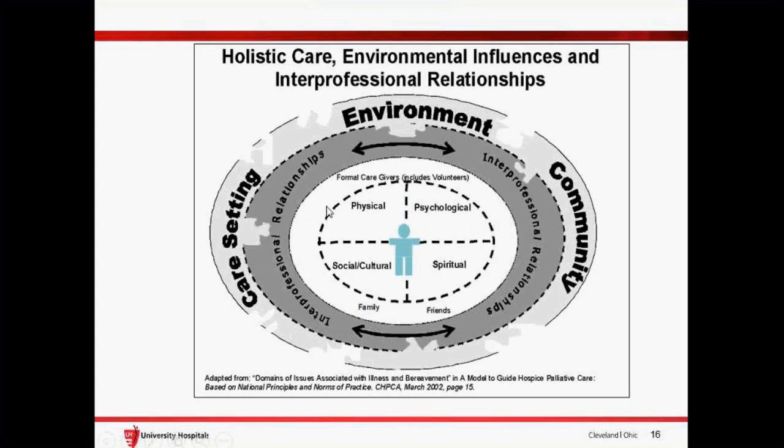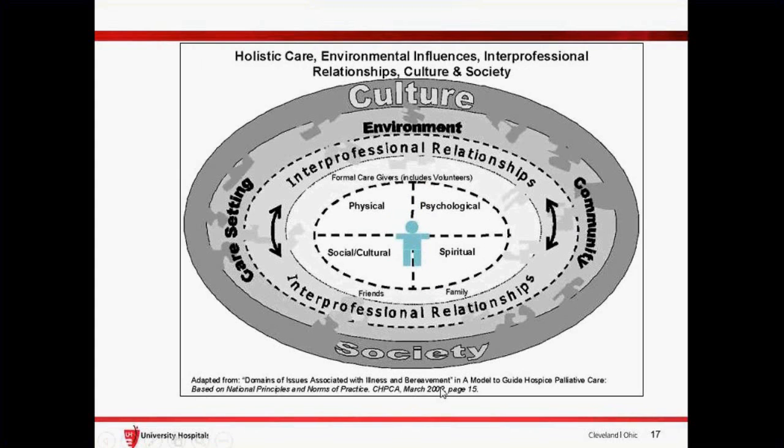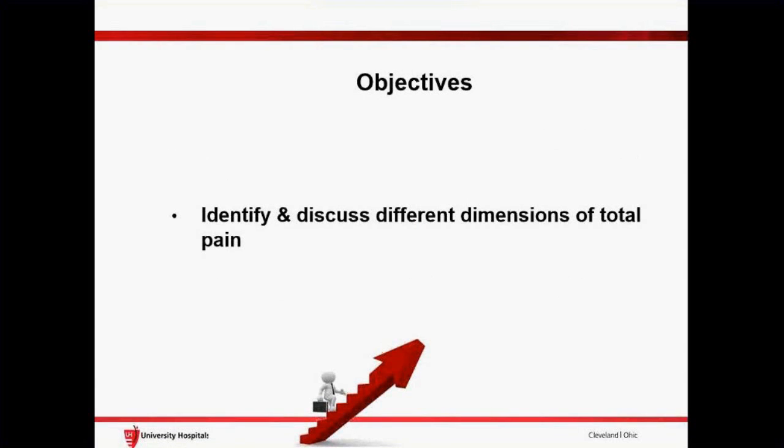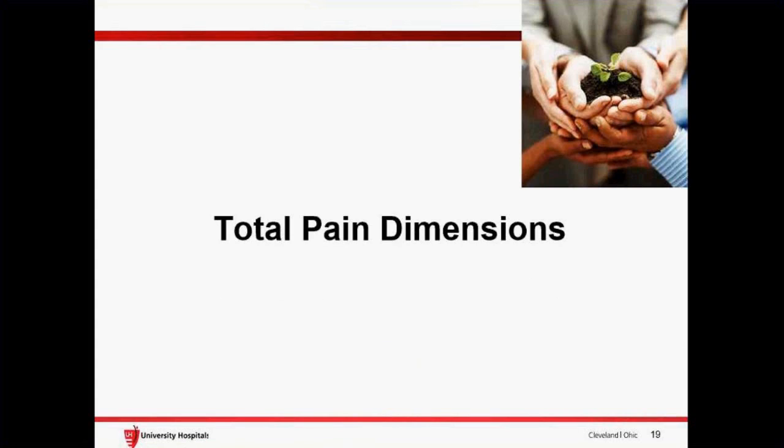And this also is affected by the interprofessional relationships, how we as healthcare providers communicate with each other and arrive at a management strategy for a patient. And above all, society and culture as a whole, where we live in. Every society, people where they live in, they have their own cultural beliefs. So we just discussed the holistic model of care, the first part of the talk. Now we will see how we can use this holistic model of care in discussing different dimensions of pain. So now the dimensions of total pain.